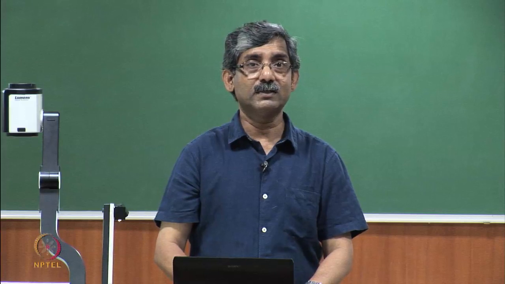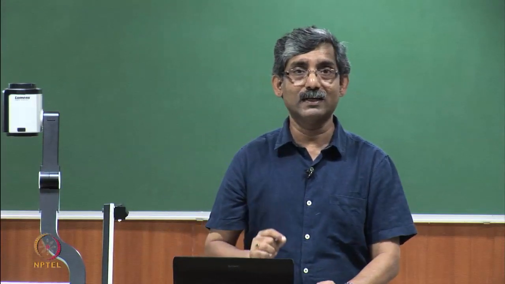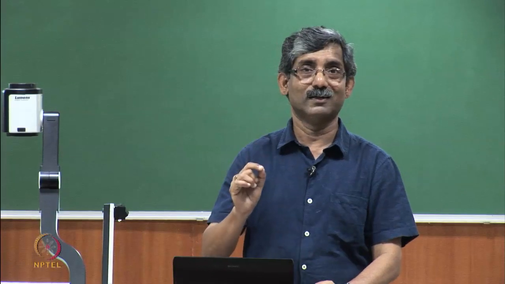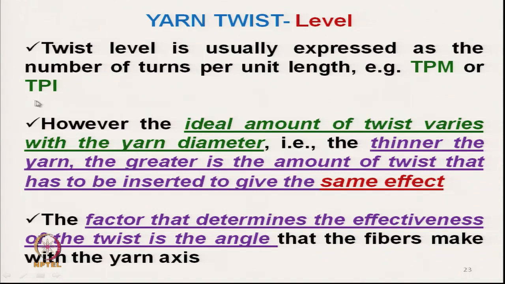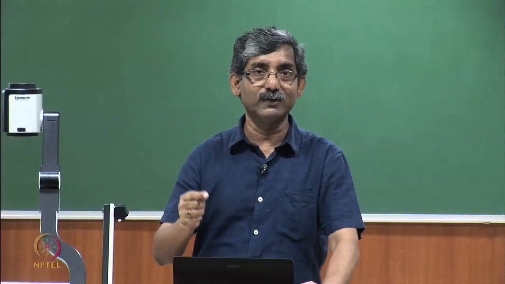Okay. So, this is the twist angle, but the main problem with twist angle is that it is very difficult to measure. The simplest way of measurement is the twist per unit length. Okay. So, if we can measure the twist per unit length, which is measurable, and if we know the diameter of the yarn, then we can get an idea about the twist angle.